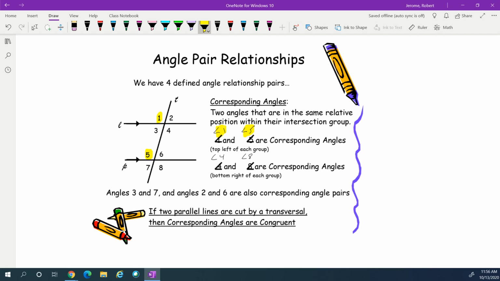Angle 1 is in the top left of its group. Angle 5 is in the top left of its group. That's called corresponding. Corresponding means that they're in the same position. That's all it really means. They line up with each other. If we took all the angles on the top and just slid them down the transversal, 1 would land on 5. So they are corresponding angles.